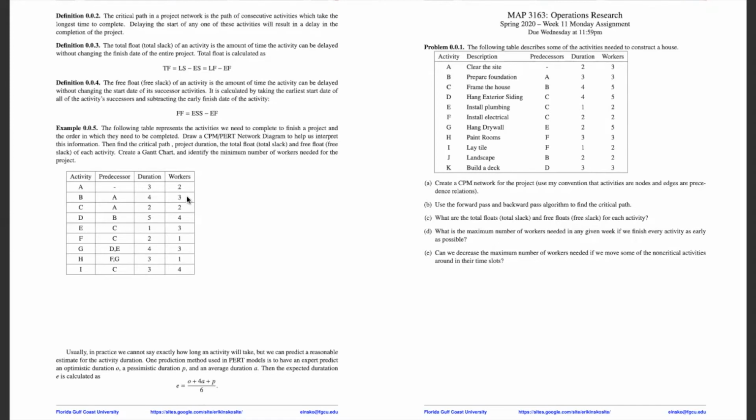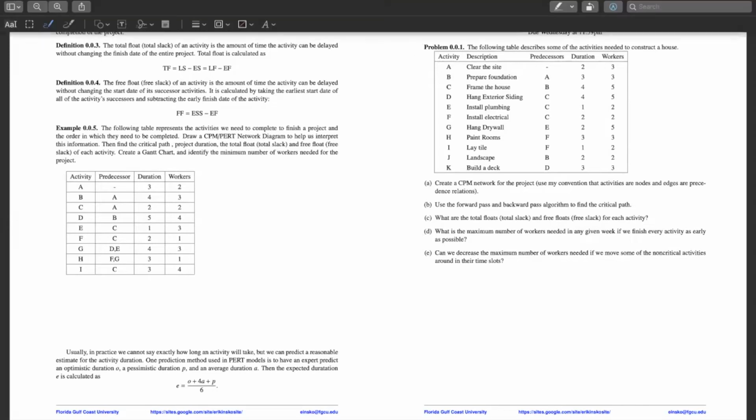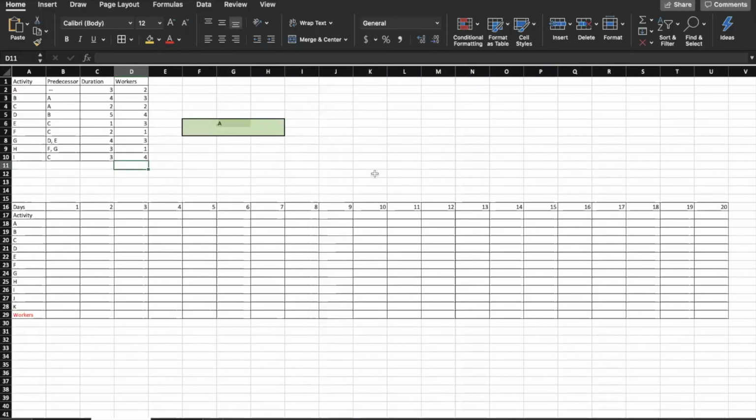Let's look at example 0.0.5. I plugged all of those values from the table into an Excel spreadsheet. And let's start populating our nodes. So we have A as our first node. It has no predecessors, which means that it will have a starting day of 0. It takes 3 days to complete. That means that the early finish would be on day 3.